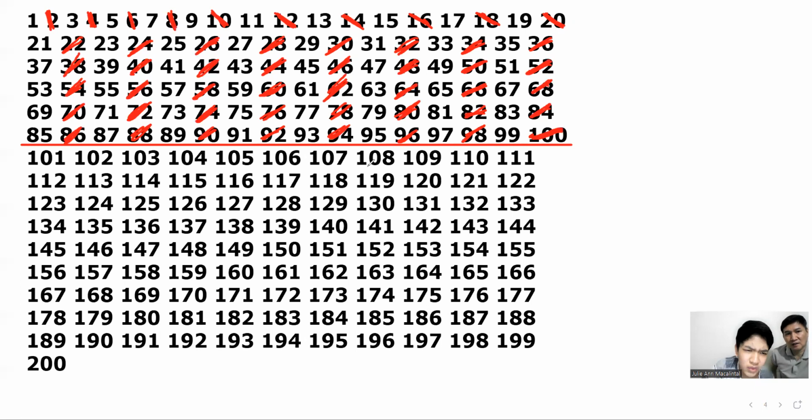So how about multiples of 5? Use light blue. 5, 10, of course already cancelled, 15, 20, 25. They repeat regularly, but as written on this table, they form a pattern too. They go diagonally.